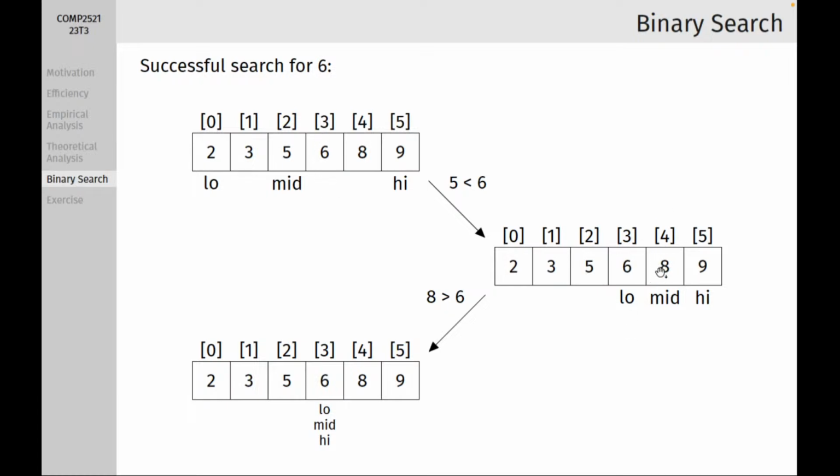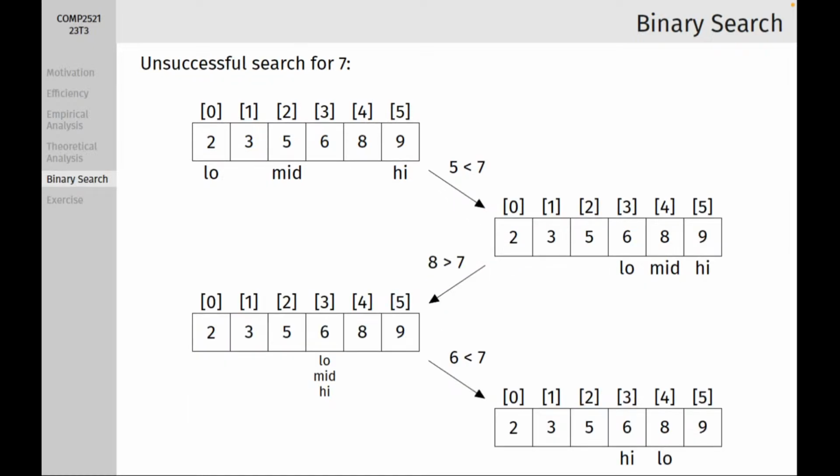Now the middle element is 8. So we compare 6 with 8, and 6 is less than 8. So we search on the left-hand side. So we adjust high so that it's mid minus 1. And now low, mid, and high are all the same. So we check this element, and it's equal to 6. So we found the element.